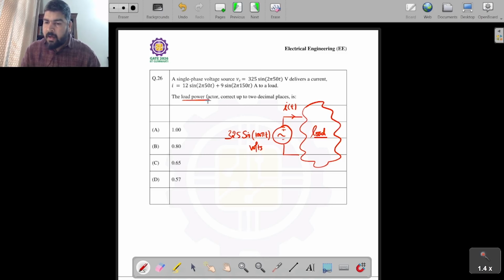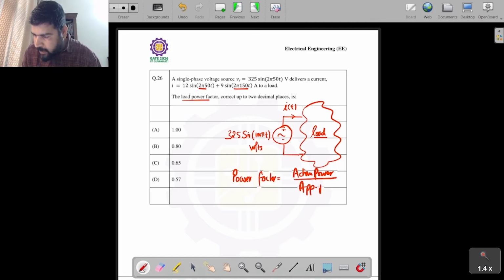Now the current has a harmonic. This is 100 pi t, this is 300 pi t. The current has a harmonic. So whenever harmonics are there, we need to find the power factor of the load with the help of the Parseval theorem. The power factor will be active power divided by apparent power. This is the formula for power factor.